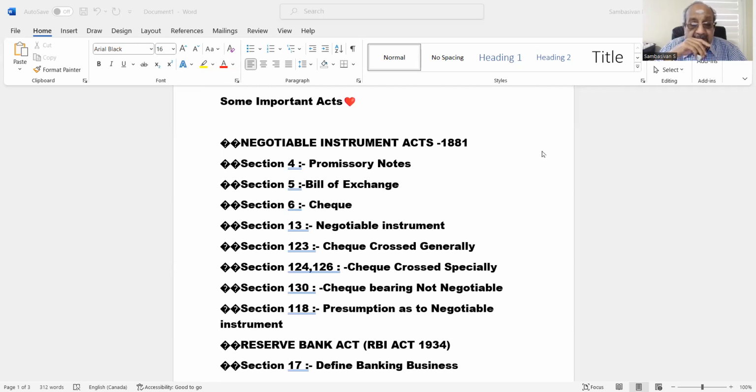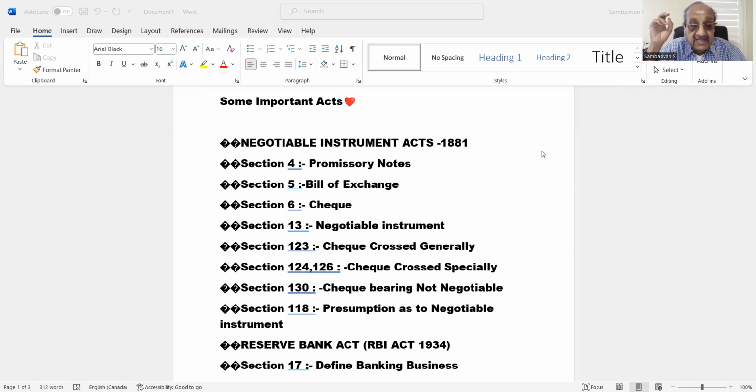Negotiable Instruments Act, Section 4 defines what is a promissory note. Section 5 tells about bills of exchange. Section 6 says about check. Section 13 tells about negotiable instrument. What is a negotiable instrument?